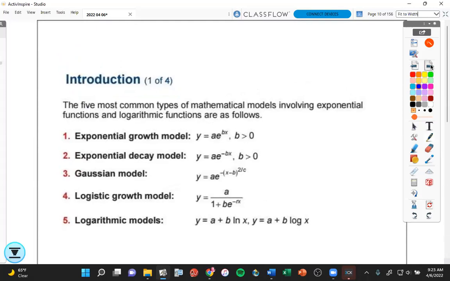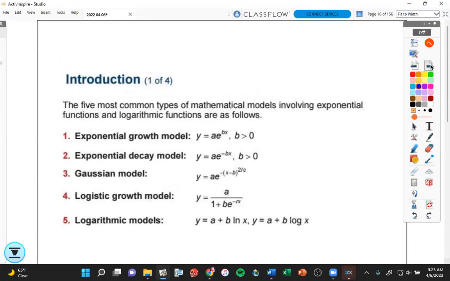You have your exponential growth model. Does that one kind of look familiar? Y equals AE to the BX. What's it kind of look like? Kind of looks like PERT. So growth, B is positive.